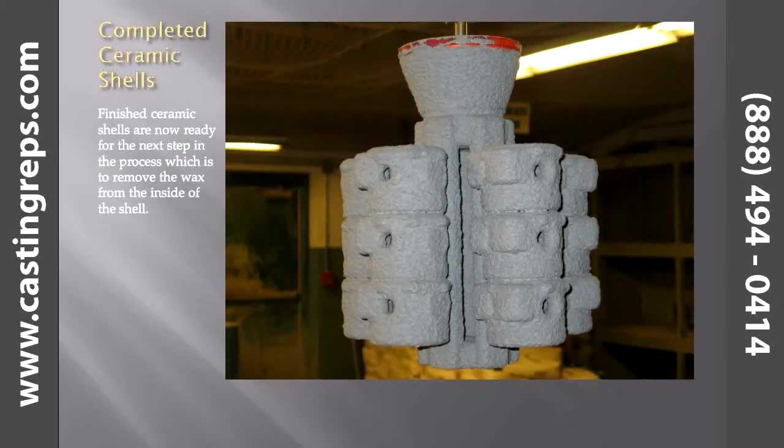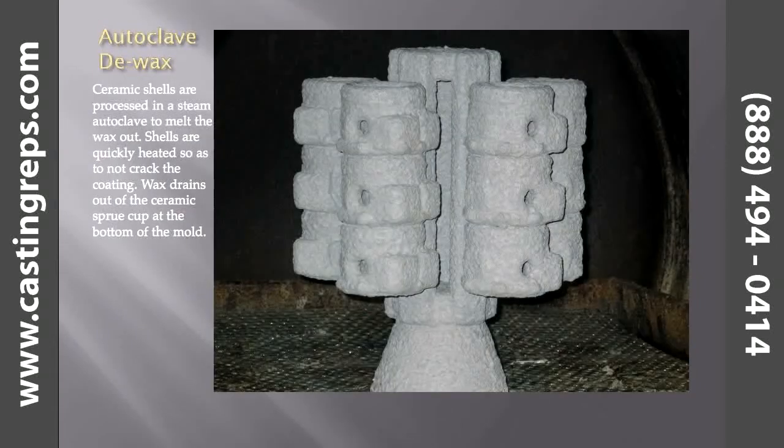Completed ceramic shells. Finished ceramic shells are now ready for the next step in the process, which is to remove the wax from the inside of the shell. Autoclave dewax. Ceramic shells are processed in a steam autoclave to melt the wax out. Shells are quickly heated so as not to crack the coating. Wax drains out of the ceramic sprue cup at the bottom of the mold.